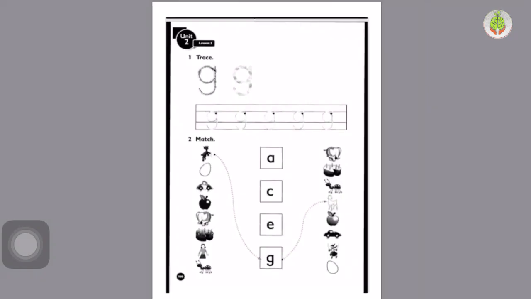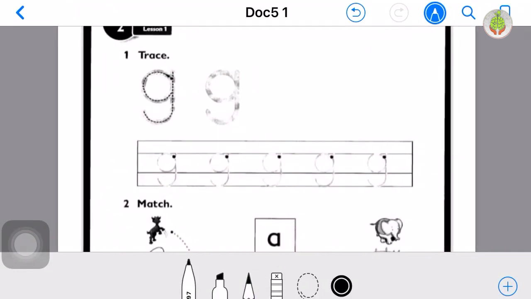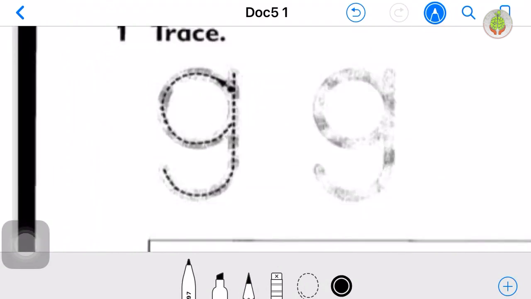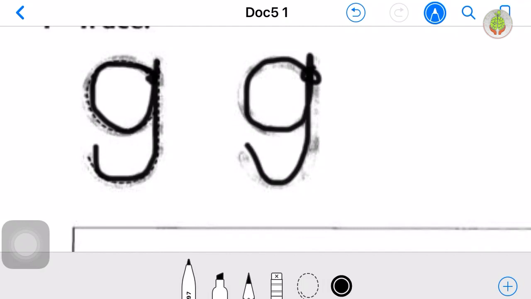Now let's move to the activity book. سننتقل لكتاب النشاط. Okay. First, we have tracing. رسم على الأثر. We're going to trace the small g. رح نرسم على أثر حرف g صغير. As you can see, we start from this black dot, and we draw kind of a circle up and down. Let's try again. This is the small g.